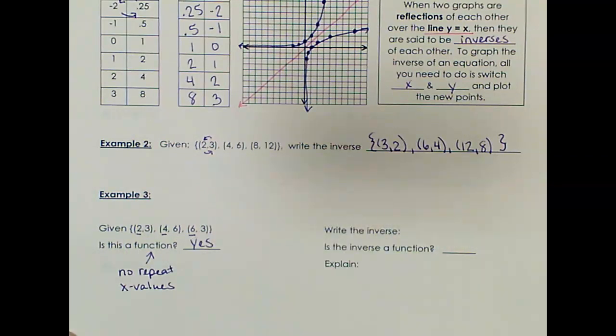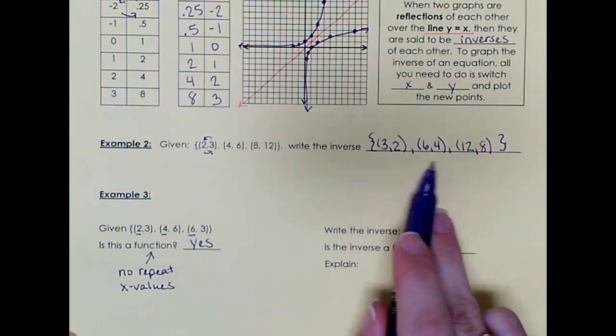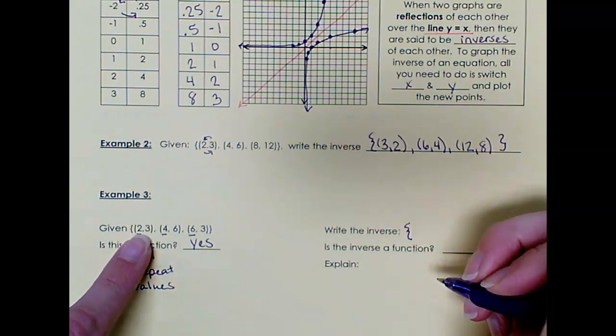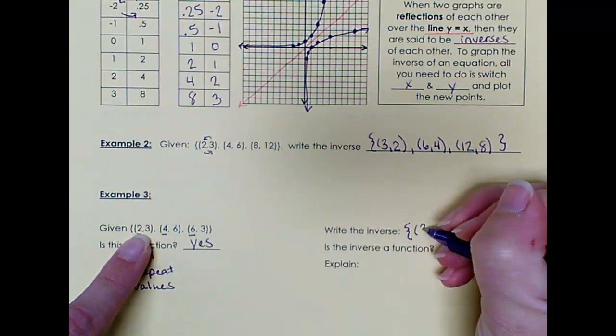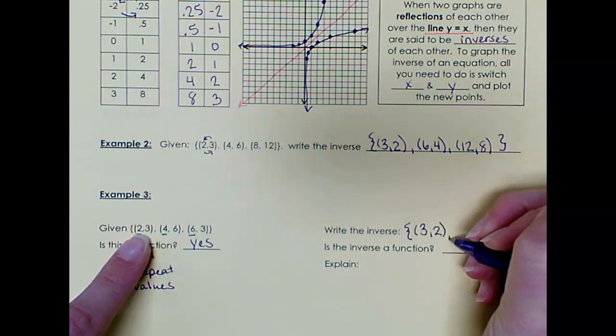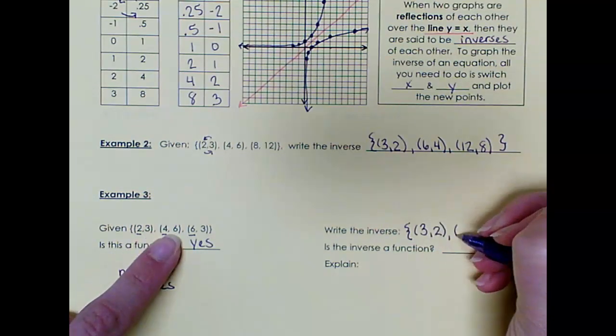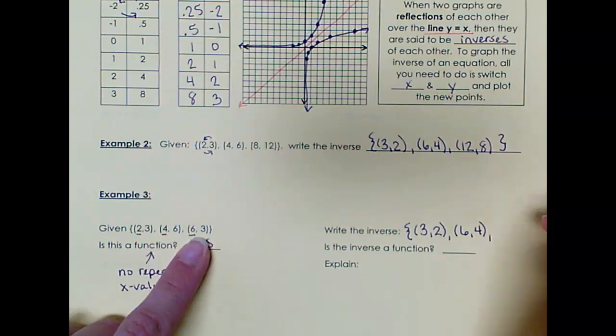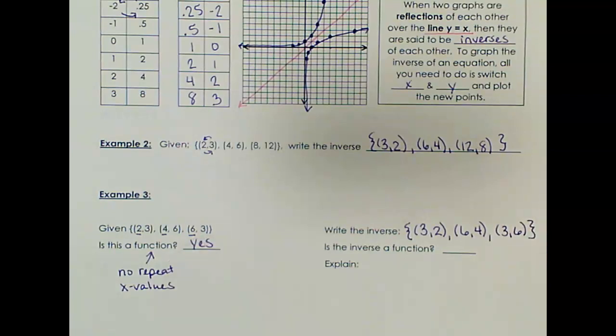Now, the next part of example 3 asks me to write the inverse, just like we did up here. So we're going to write the set, and we're going to invert each point. (2, 3) becomes (3, 2). (4, 6) becomes (6, 4). And (6, 3) becomes (3, 6). Ending the set with a brace.